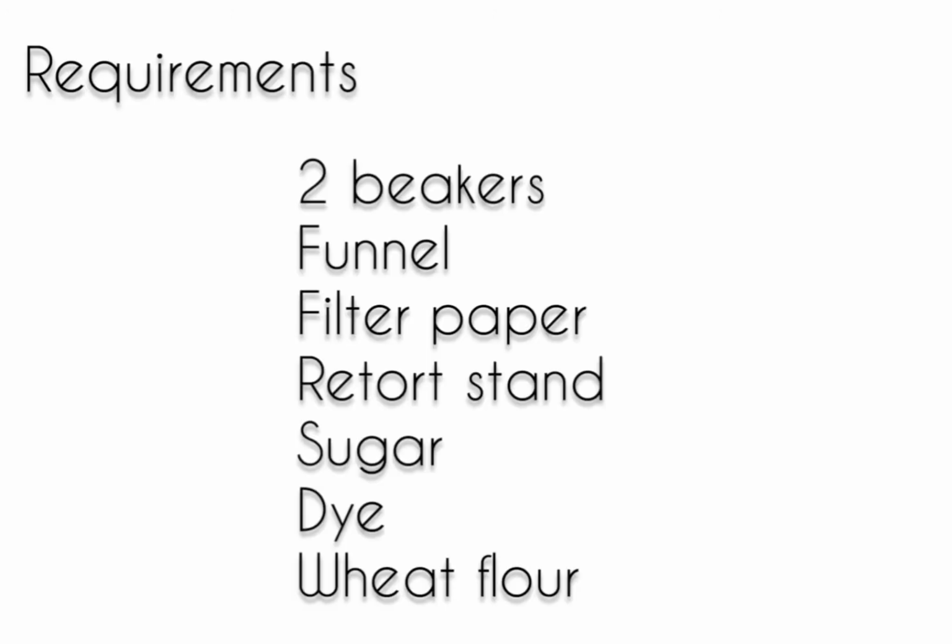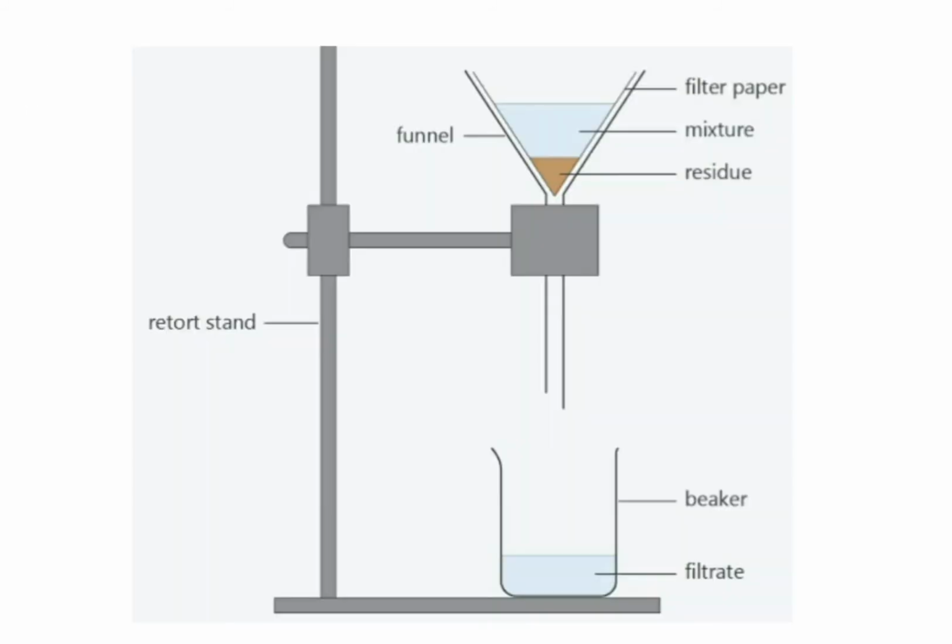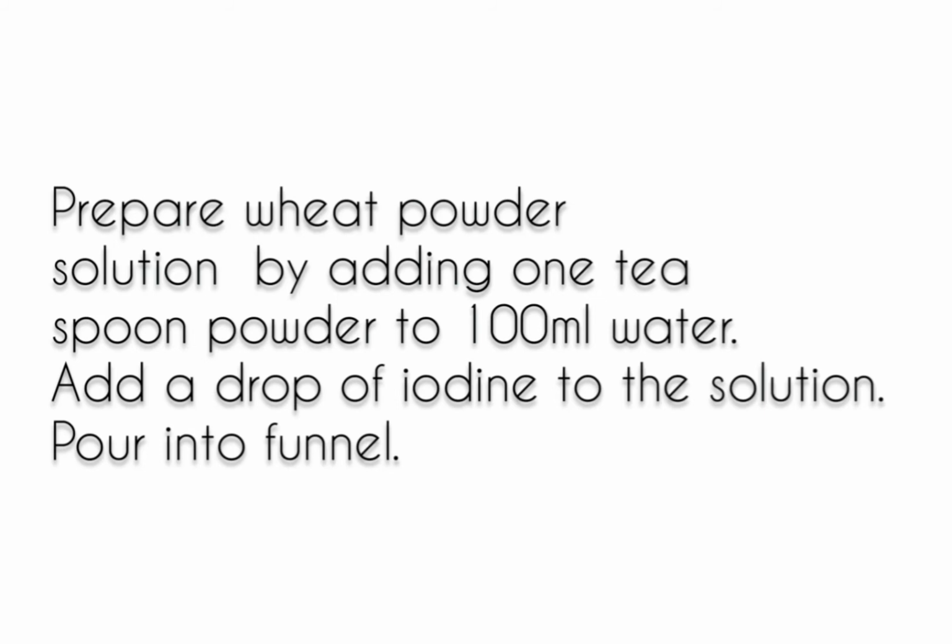This again we have an activity, and we require two beakers, one funnel, filter paper, a retort stand, sugar, dye and wheat or rice flour, a 500 ml plastic bottle and a cotton cloth. Arrange the filtering apparatus as shown. Prepare wheat or rice powder solution in a beaker by adding 1 teaspoon of powder to 100 ml of water. Then add 1 drop of iodine to the solution. Now pour the solution into the funnel.